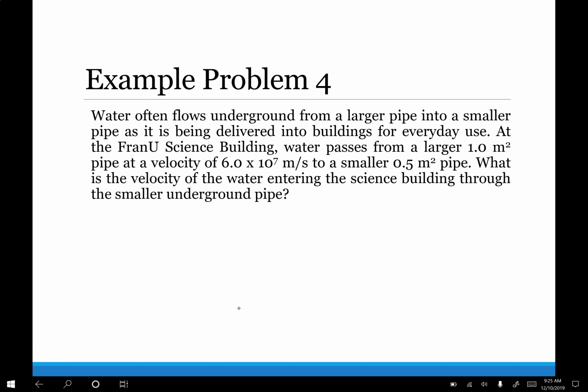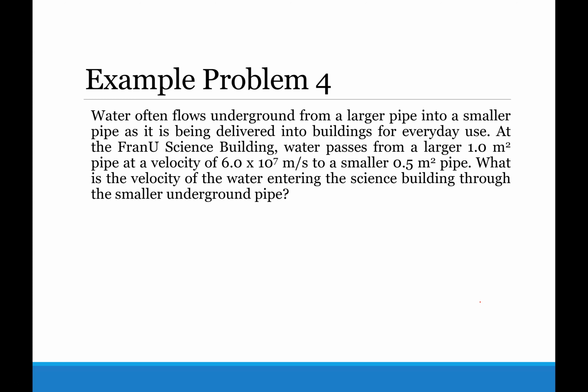Example problem 4 is a continuity of flow equation. So in this problem, there's a building and water is being delivered to the building underground. So there's a big pipe and then it narrows itself down into a smaller pipe. And so both of these pipes have an area, so a big area and a small area.